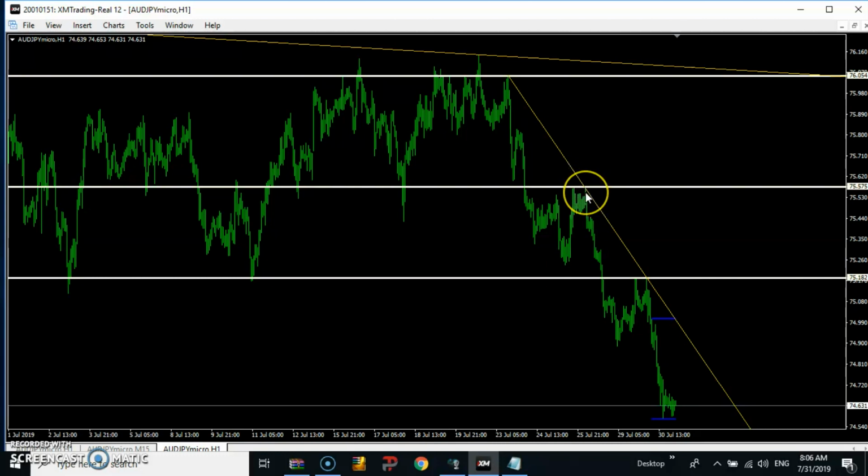Okay, then it will do another 100 pips drop between this line and this line. It's almost 100 pips, but look at the moves. 100 pips drop. Okay, then this was the previous low of that time, which became the top of now.